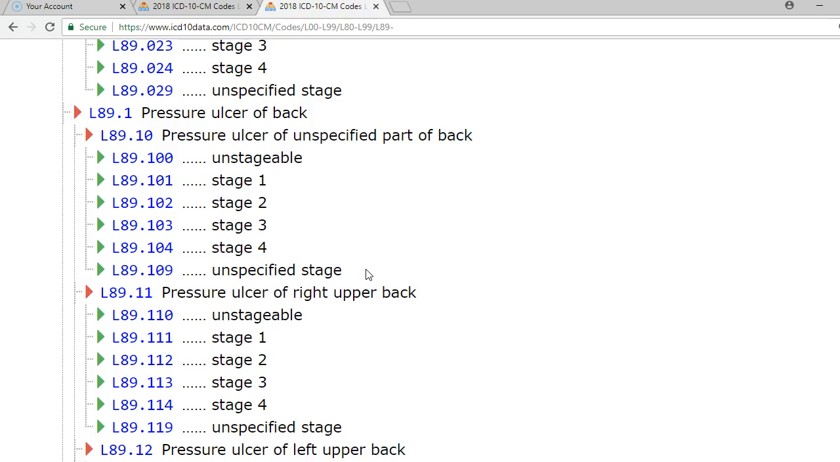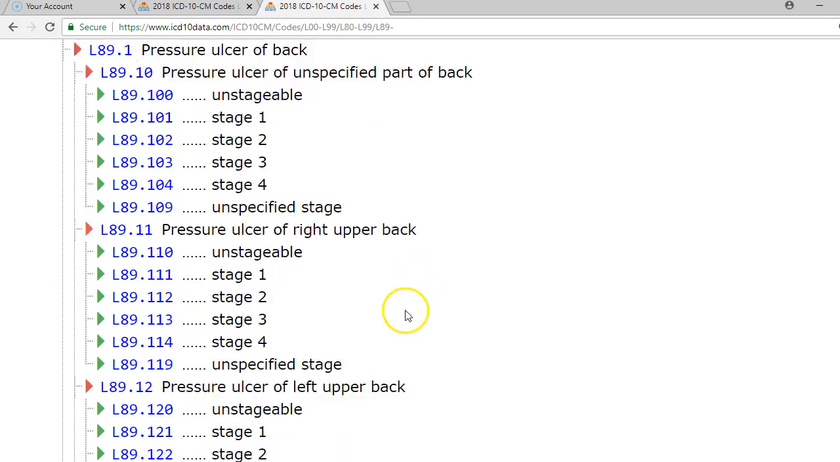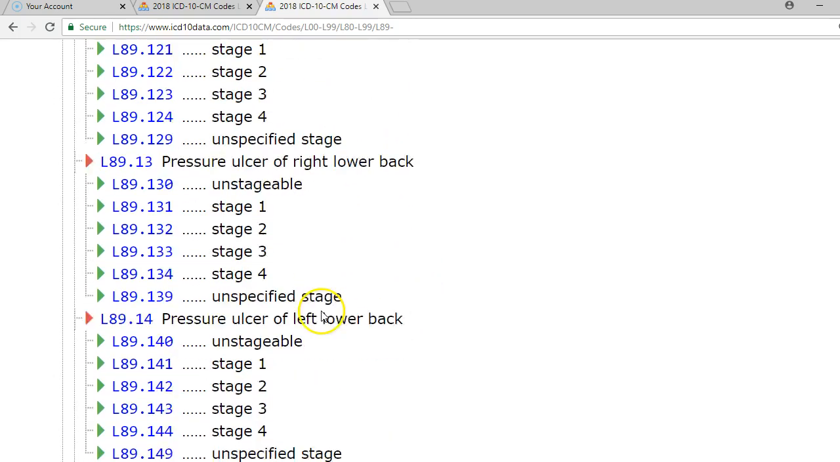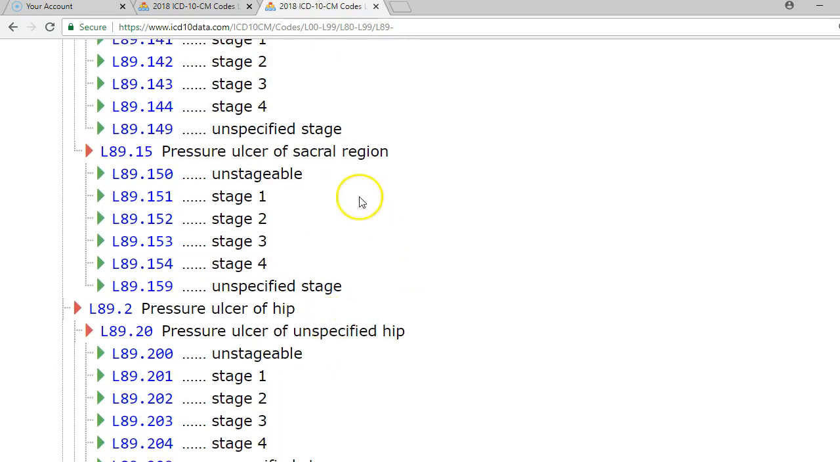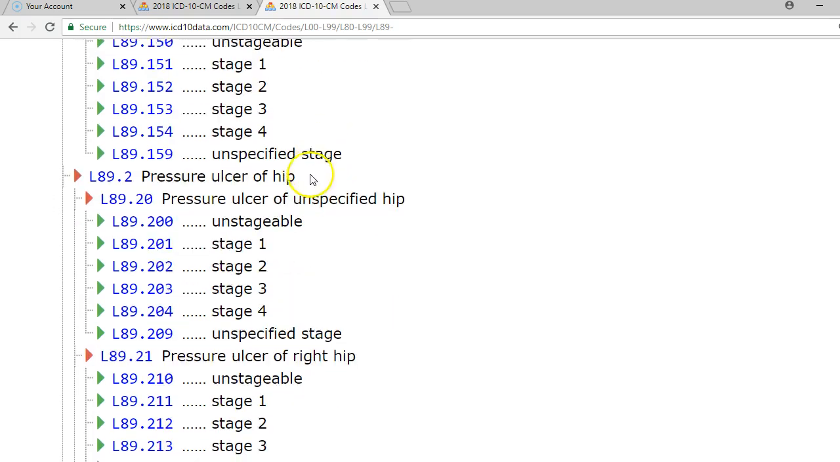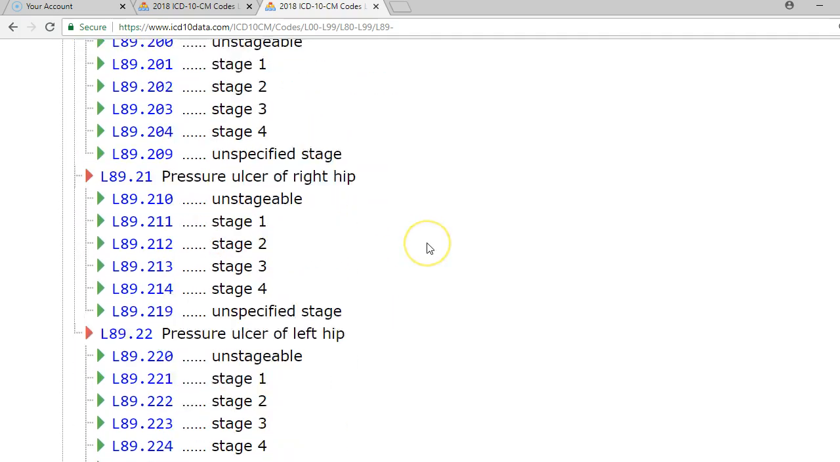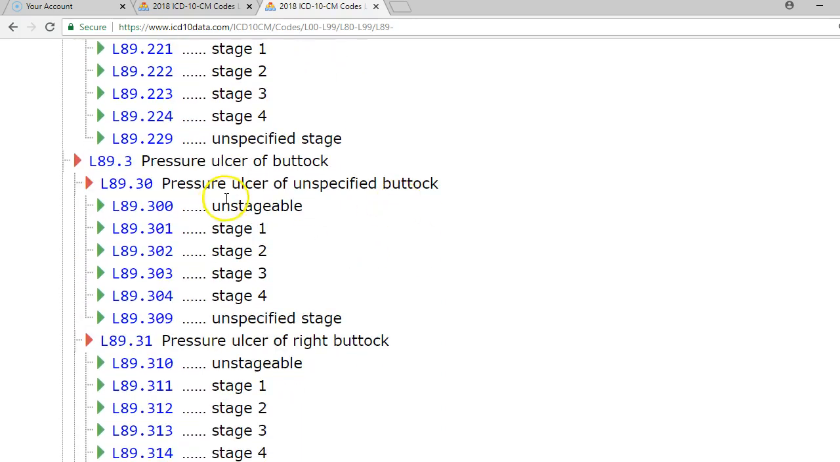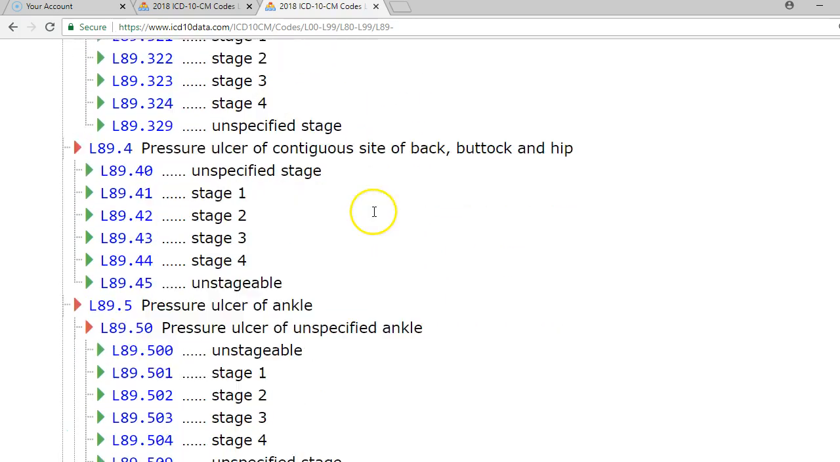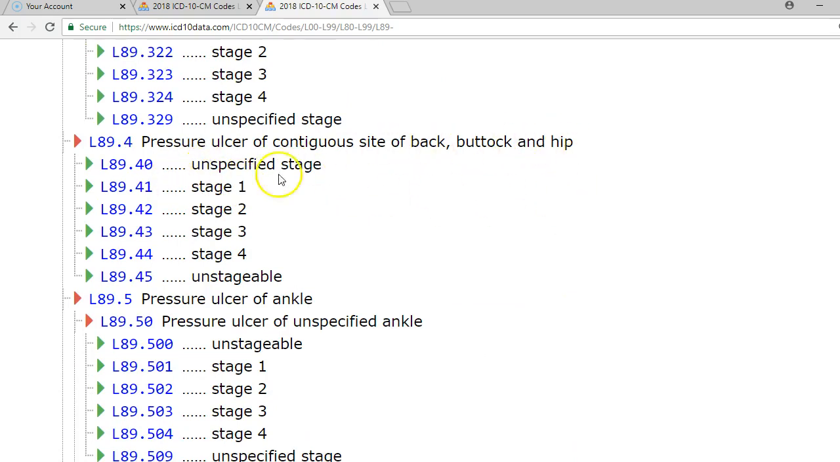And so again, we're going to have unspecified part of the back, right upper back, left upper back, right lower back, left lower back, and we're going to continue down. We're going to have codes for the sacral region, so the sacrum, coccyx, and the tailbone. We're going to see ulcers of the hips, also very, very common. The buttocks as well, another common place. Now, this is something we have to be careful of. Pressure ulcer of contiguous sites of back, buttock, and hip. So this is a pressure ulcer that's kind of spreading along all of these areas. This is usually someone who is going to be bedbound, would tend to get something like this.